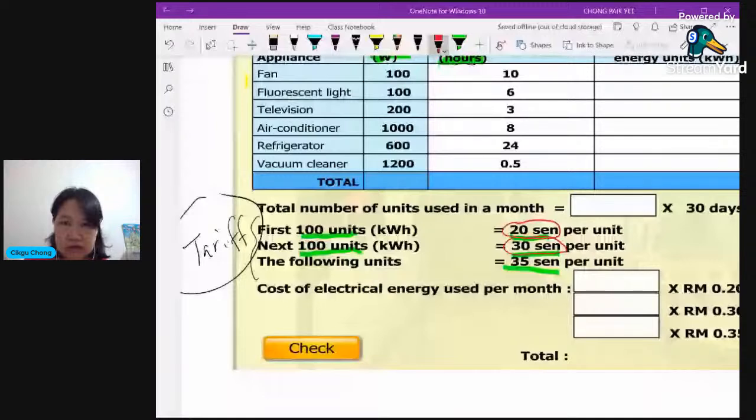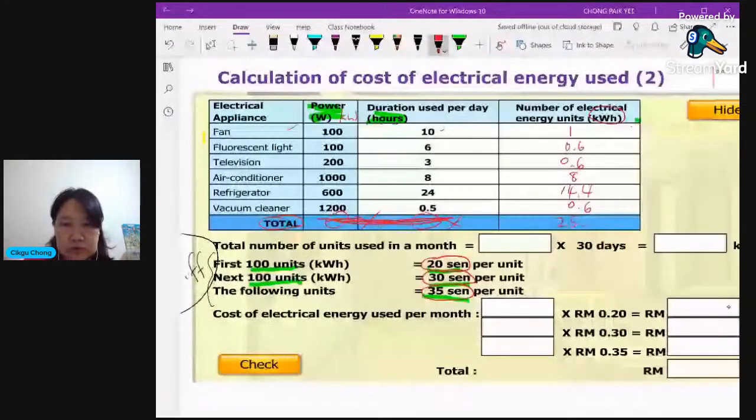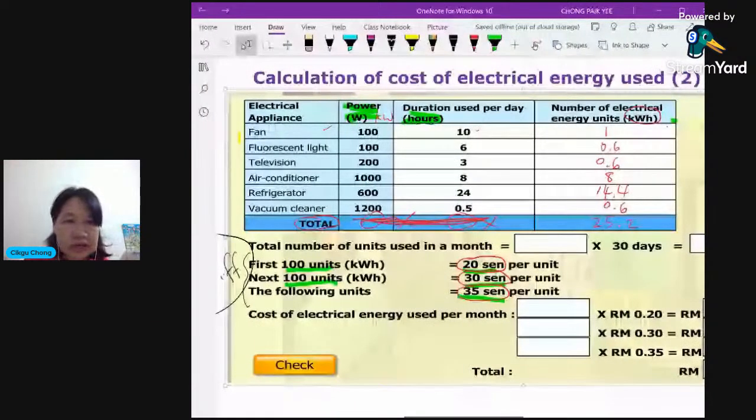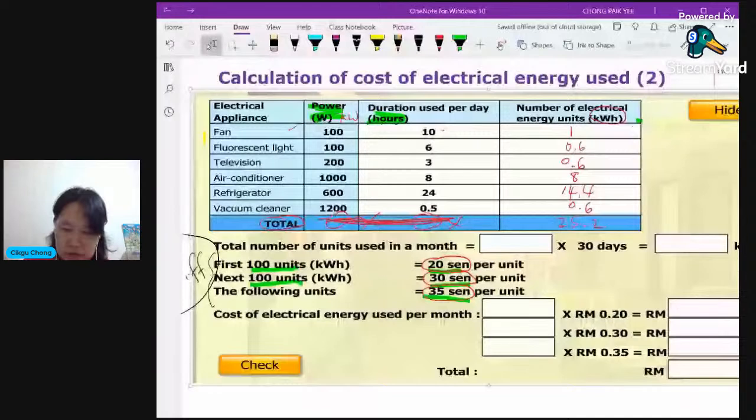You get 25.2. Correct? Am I right? 25.2. Haven't done yet. I'm still doing. Okay, just double check. 0.1 times 10, all right, it's 1. 0.1 times 6 is 0.6. 0.2 times 3 is also 0.6. This is 1 times 8 is 8. Put all the decimals in. 1.0 here. All your data in the table must be the same number of decimals. It looks nicer, looks neater.